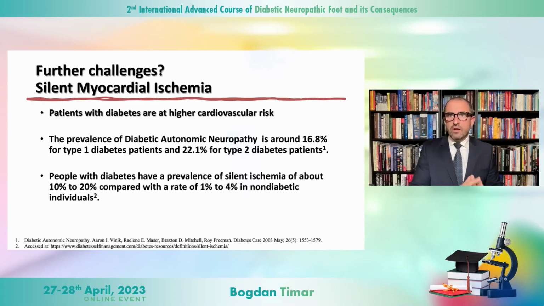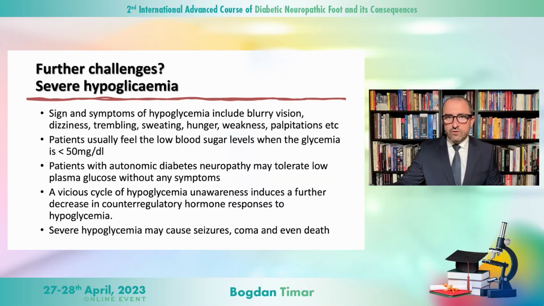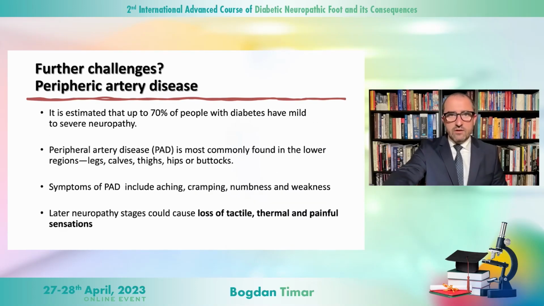Definitely, there are other components which might seem hidden, like the association with silent myocardial ischemia, because diabetic neuropathy is a strong predictor for developing silent myocardial ischemia as well as silent myocardial infarct, which might lead to a prolonged time to intervention for this myocardial infarction.